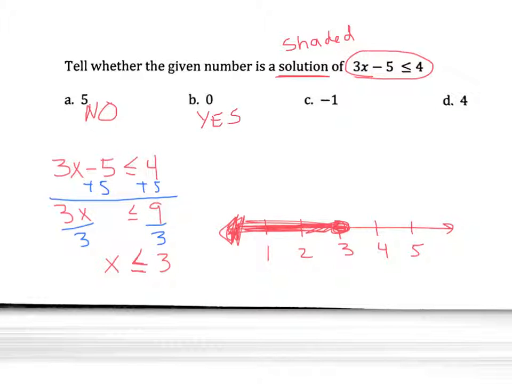It's a number that will work if you plug it in. Next one, negative 1. Negative 1 would be down here somewhere. It would indeed eventually get colored in. It would be shaded. So it is indeed a solution. It will work in here. If you plug it in, it will actually make it true. And the last one, 4, is right here. It is not shaded. That means it will not work. It is not a solution.